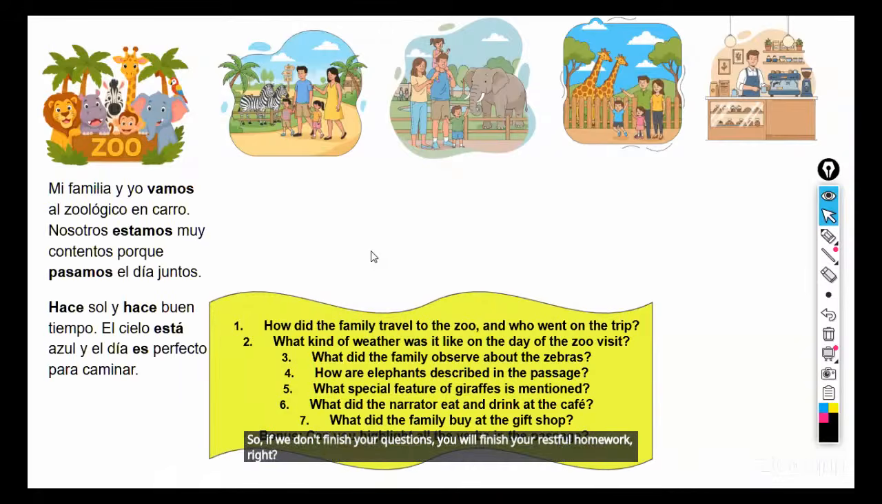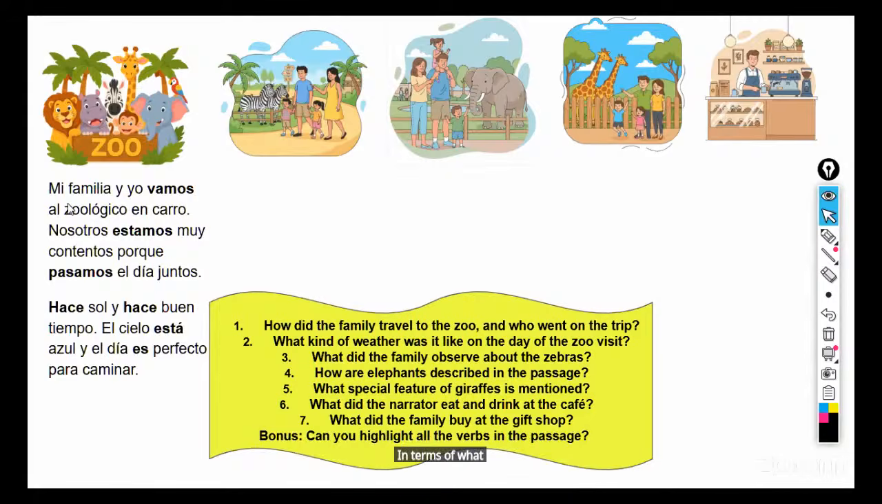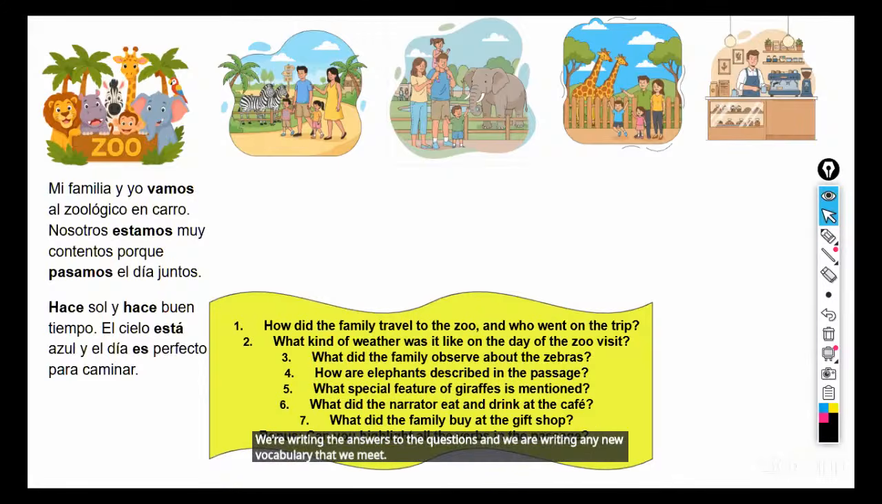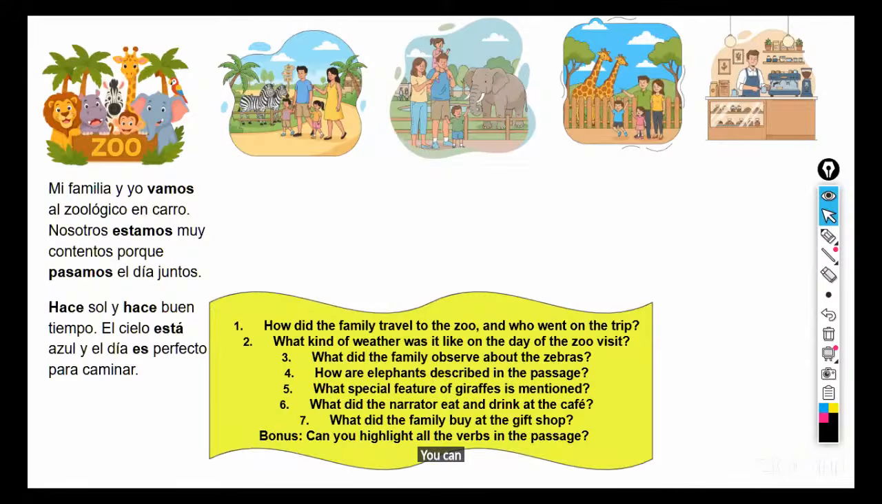All right. So in terms of what we are writing, we're writing two sets of things. We're writing the answers to the questions, and we are writing any new vocabulary that we meet. Now, everybody will have a different list of new vocabulary. Some people will know some words already. Some people will know others. So focus on the words that are new to you. And if you don't know a phrase or you don't know a word, you can message and ask me.